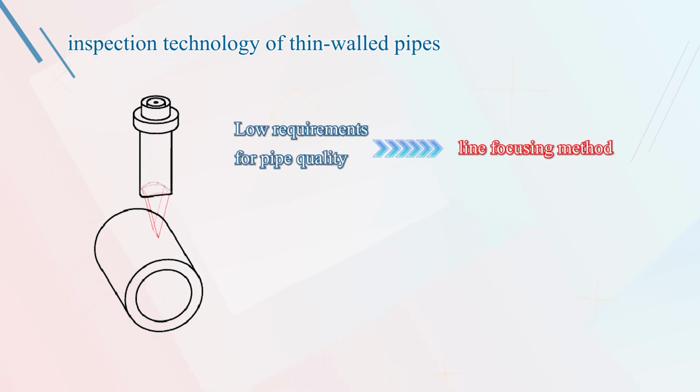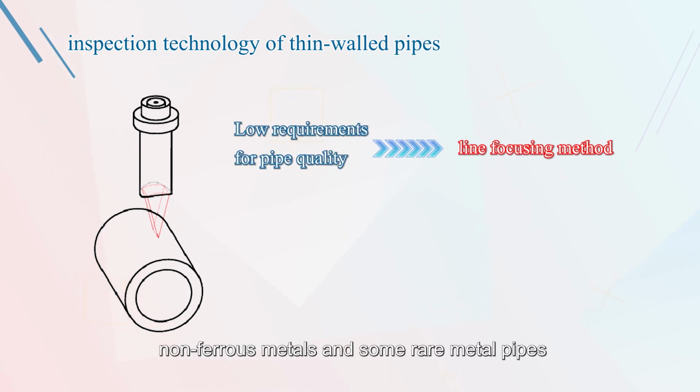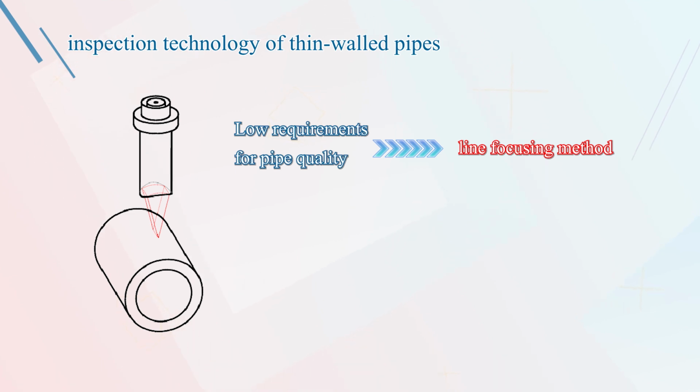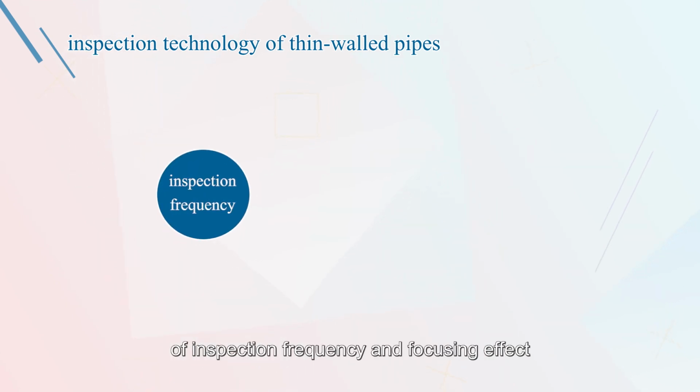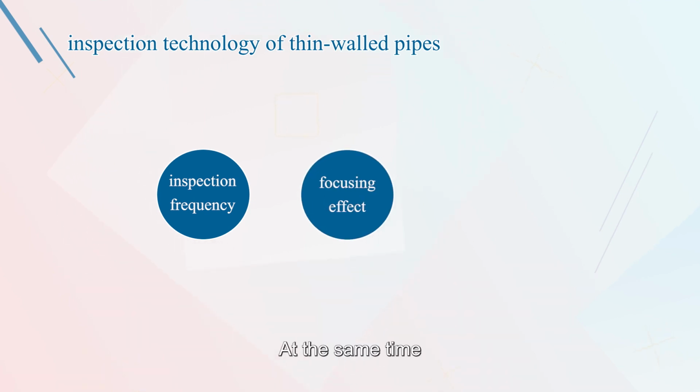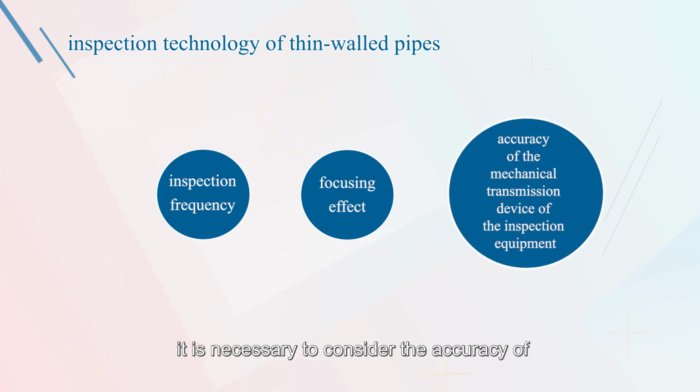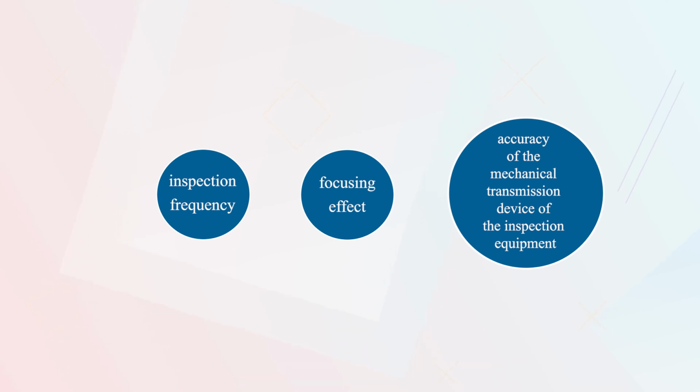Steel materials, non-ferrous metals, and some rare metal pipes with general quality requirements are usually detected by the line focusing method, while pipes with higher quality requirements are detected by the point focusing method. In terms of inspection frequency, it is necessary to pay attention to the influence of inspection frequency and focusing effects. At the same time, it is necessary to consider the accuracy of the mechanical transmission device of the inspection equipment.